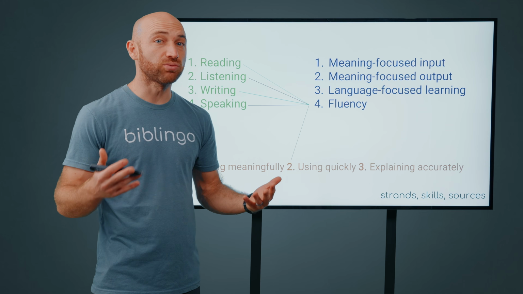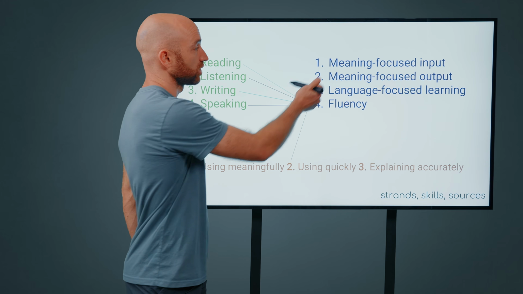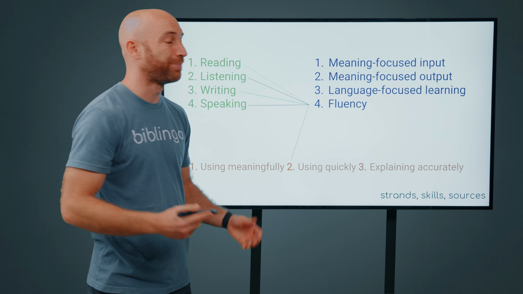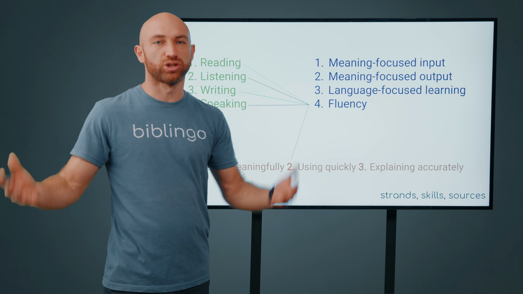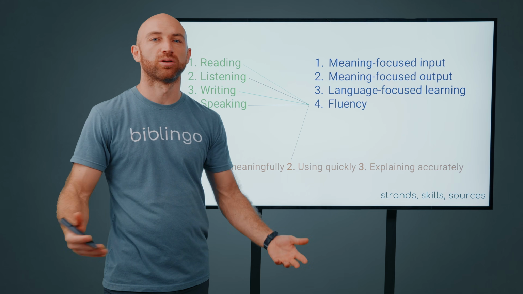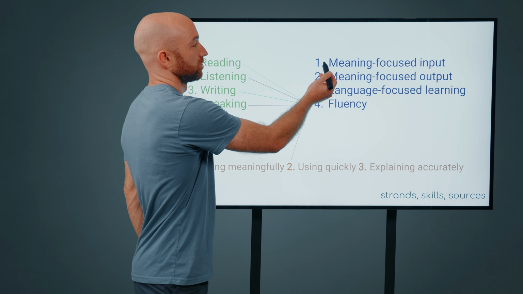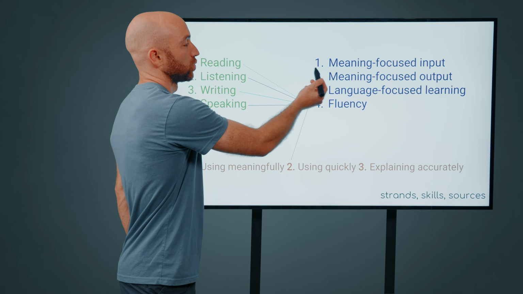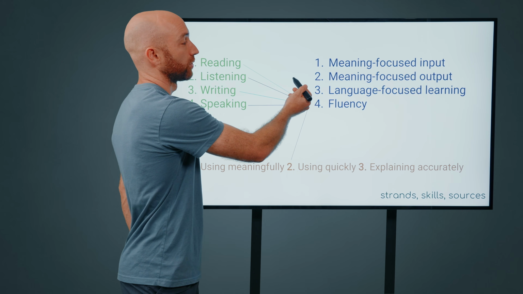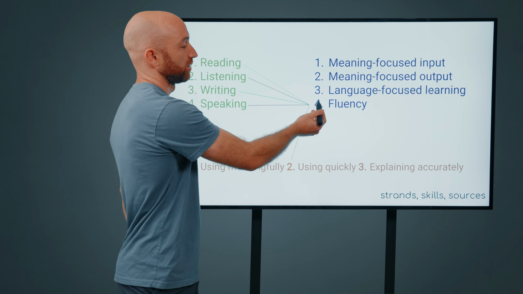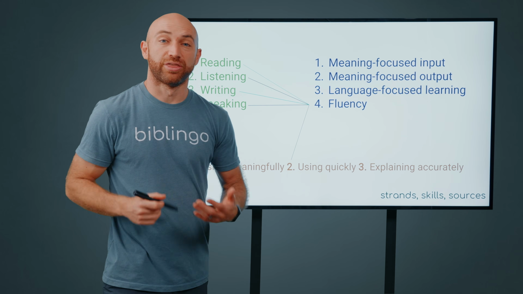So Paul Nation recommends that these 4 strands of language learning are basically evenly distributed in a language classroom or when you are trying to learn a language. So 25% of your time should be on meaning-focused input, 25% of your time on meaning-focused output, 25% here and 25% here, okay? That is one way to do it.